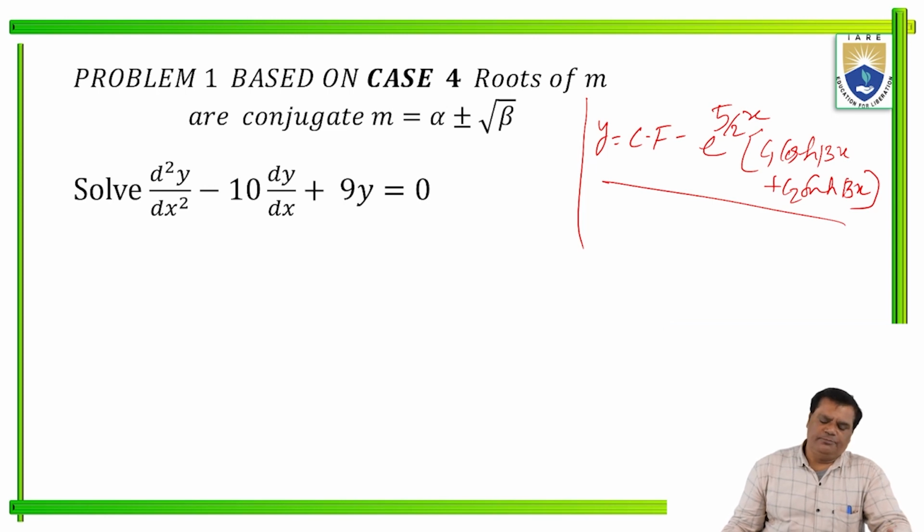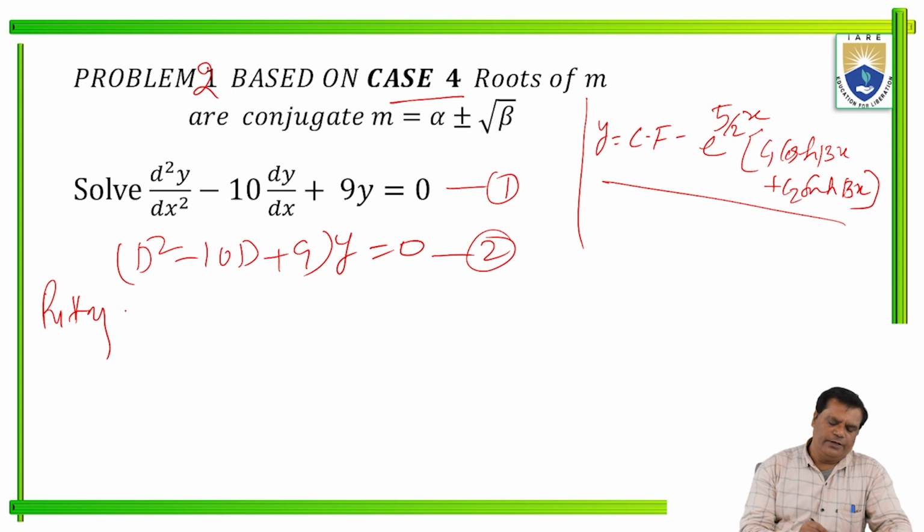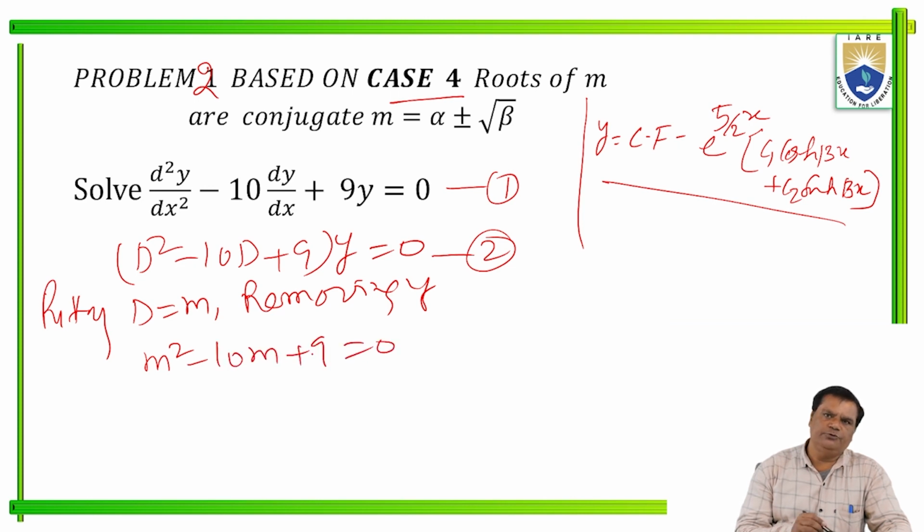This is the last problem, problem 2, based on case 4 here. So here the same problem is this: d square minus 10d plus 9 into y is equal to 0. This is equation 1 and this is equation 2. We write this equation in d form. Putting d equal to m and removing y, then we get m square minus 10m plus 9 equal to 0.